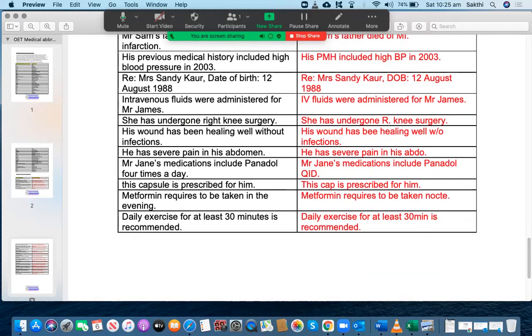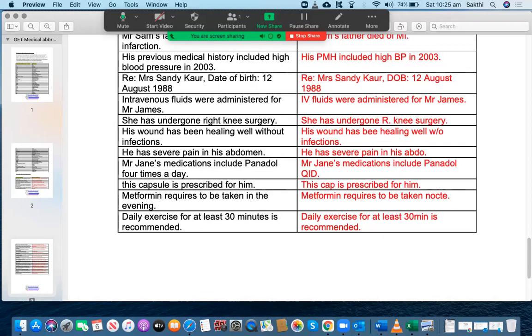Let's go to the next example. His wound has been healing well, W slash O infection. I'm sorry, I didn't write N here. It was missing. Sorry about that. So his wound has been healing well without infection. So we need to expand W slash O into without. He has severe pain in his abdo. So you need to write down he has severe pain in his abdomen.